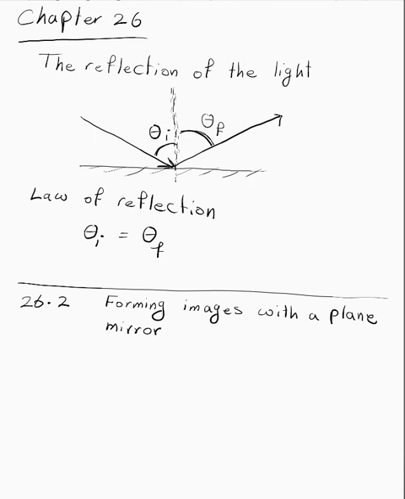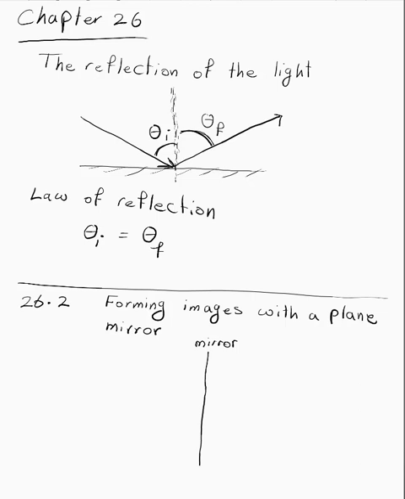The next topic that we are going to talk about using the law of reflection is forming images with a plane mirror. We are all familiar with looking at ourselves in a mirror. Now, if the mirror is perfectly flat, that is a plane mirror, then we see an upright image of ourselves as far behind the mirror as we are in front of it.